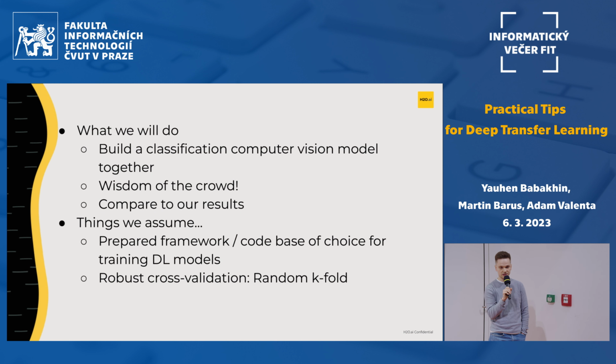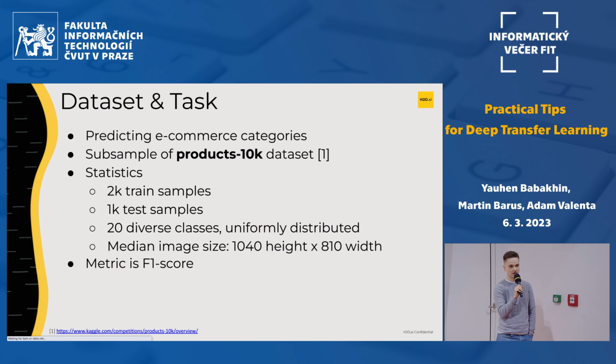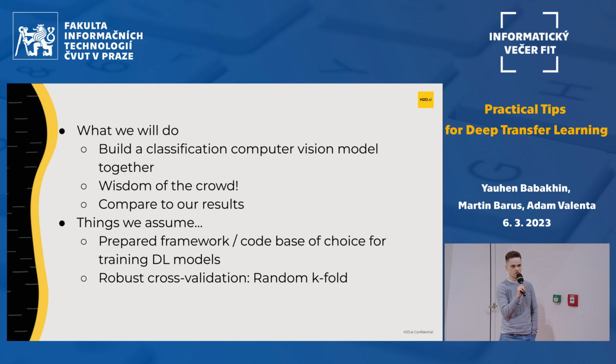And here we assume that we already have a framework, so we'll be using a framework called Hydrogen Torch that Martin will introduce in the next slide. This is our internal tool for training deep learning models. It means that you don't need to code. We'll just select some options in the UI, where you can select different hyperparameters and train the models. Another thing that we assume is that we have a robust cross-validation strategy. It means that we have a good strategy to evaluate our models and compare them.